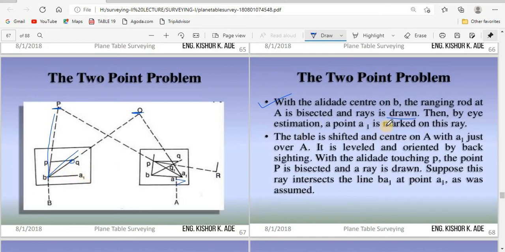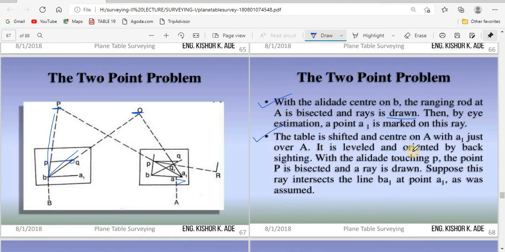Then, with the help of eye estimation, a point A1 has been marked on this ray. We don't know the distance of A1, so we mark A1 by eye estimation here. Then the table has been shifted and centered on A. This whole assembly has been shifted to point A1, so that A1 coincides with capital A on the ground. After that it is leveled and oriented by back sighting. Whenever you shift your instrument, you have to perform the temporary adjustments and the orientation at that particular point.